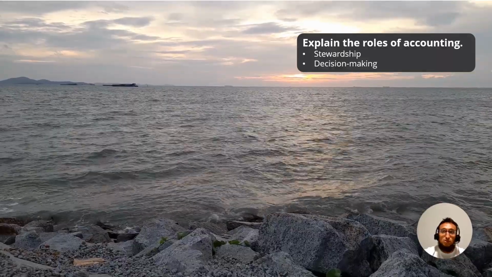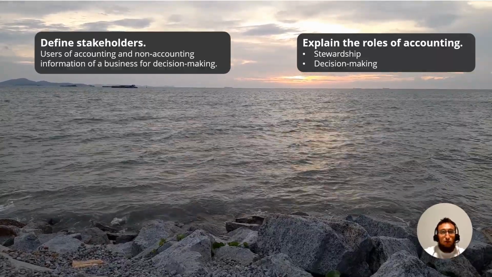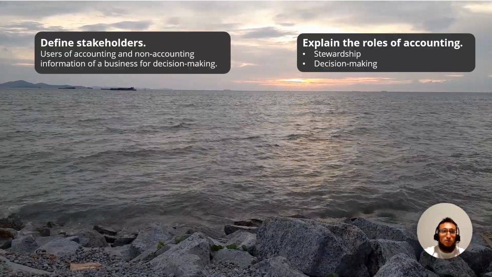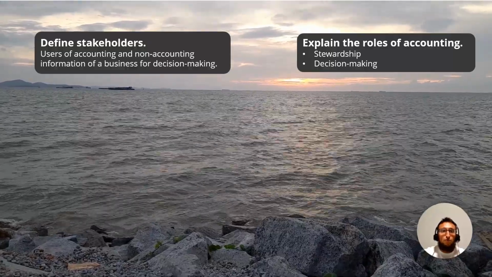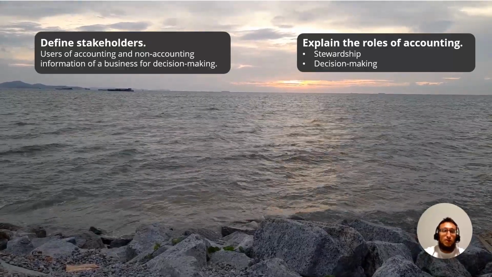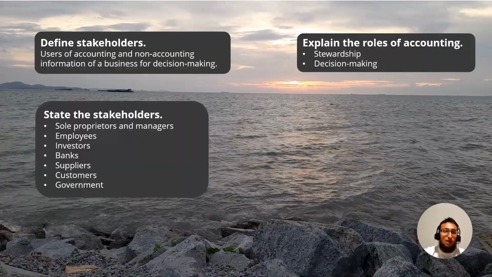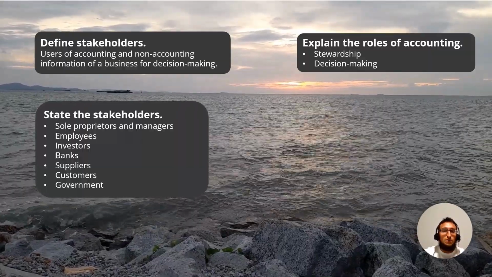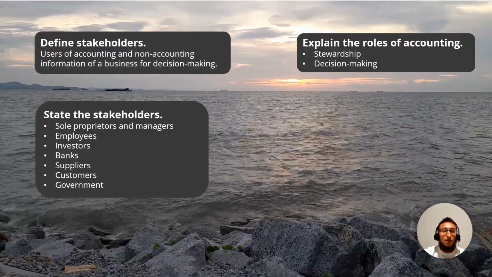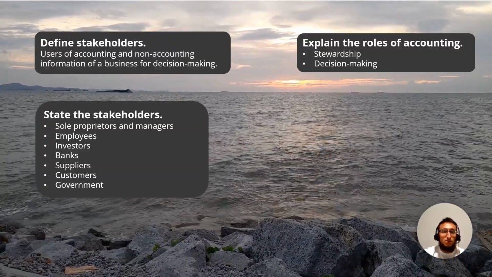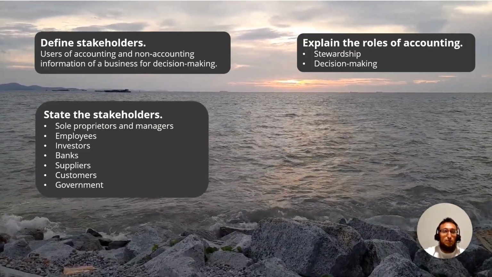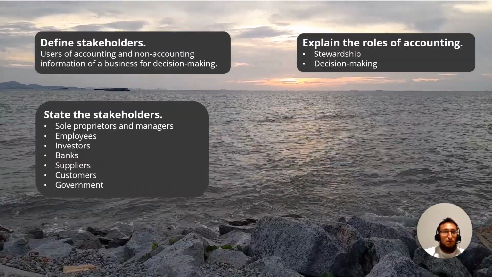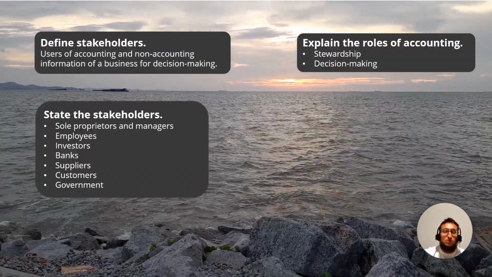And what accounting is all about is for the accountants to provide useful information for respective users to make decisions. So these users are also known as stakeholders, and these people are interested in the information of a business so that they can make some decisions. And they include people like sole proprietors, who are one person, could be male or female, who owns the business.